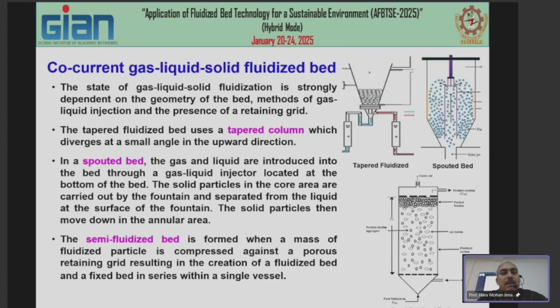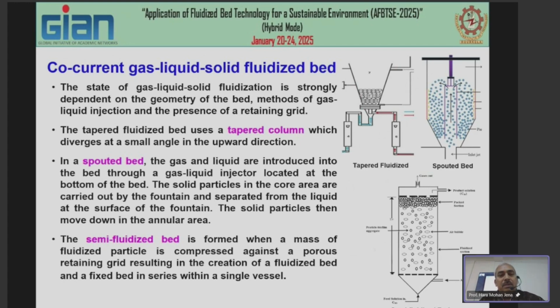Then, co-current gas liquid solid fluidized bed. The state of gas liquid solid fluidization is strongly dependent on the geometry of the bed, methods of gas liquid injection, and presence of the retaining grid. The retaining grid is there to check the motion of the solid. Depending upon the geometry, you see that a tapered fluidized bed is here. Earlier in the previous slides you saw cylindrical vessels, but here it is a tapered conical vessel.